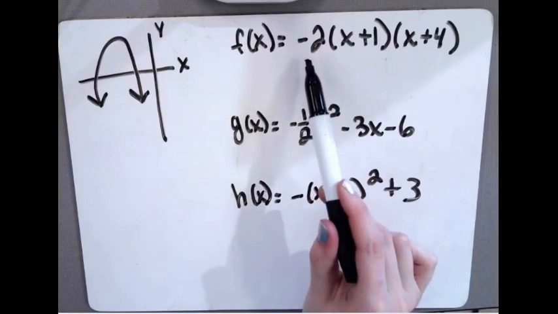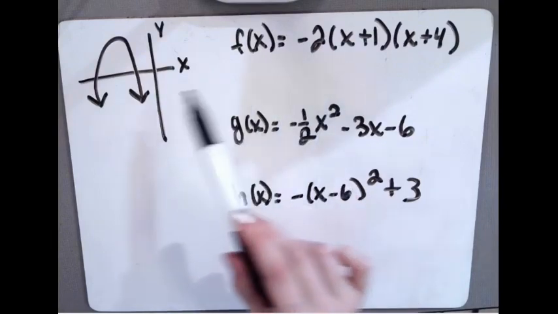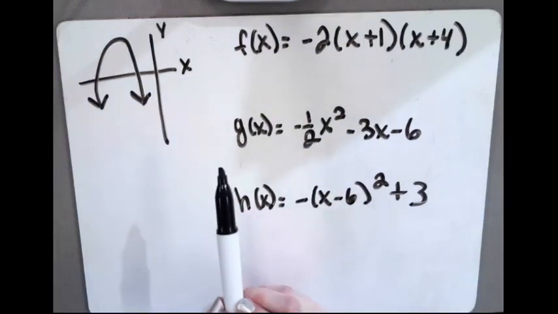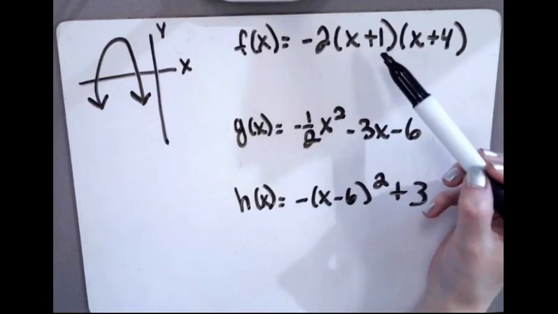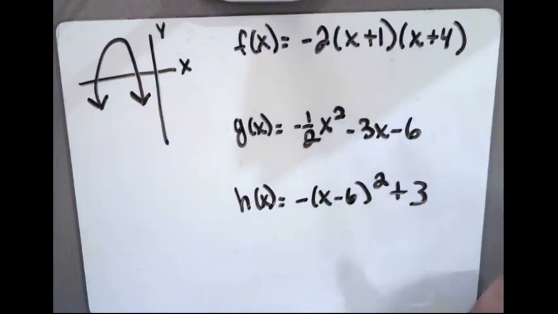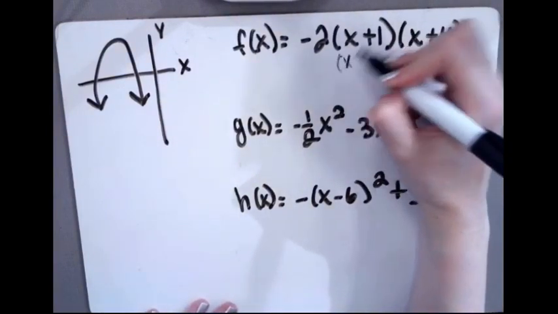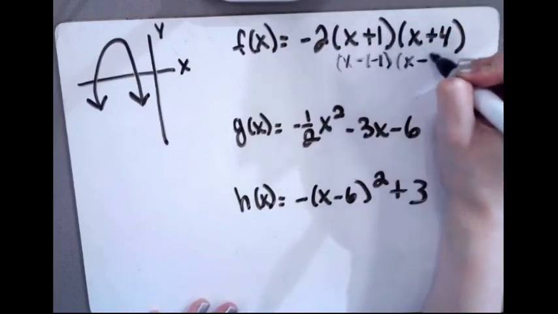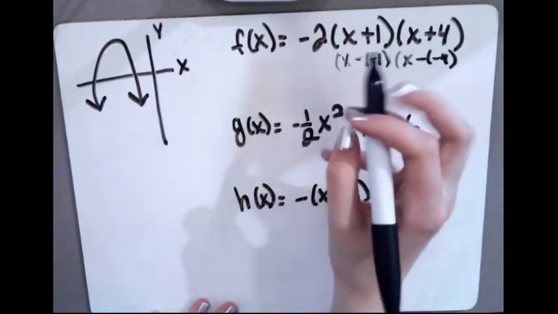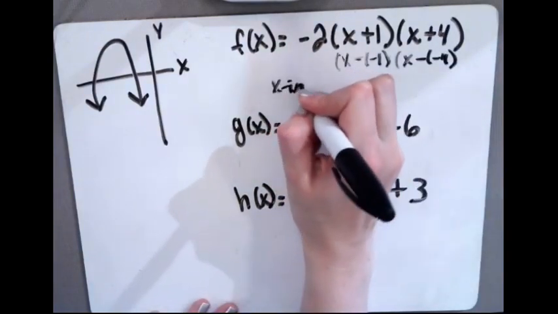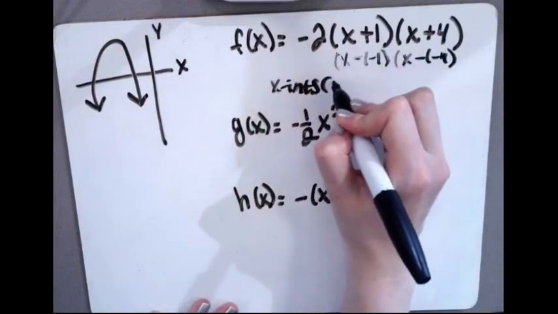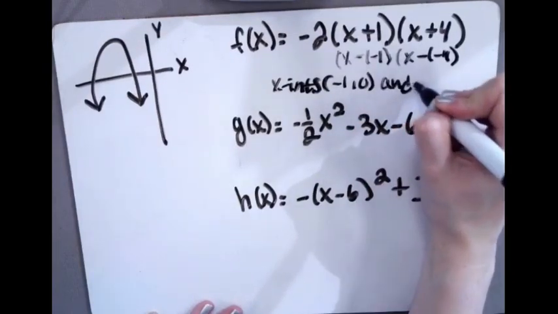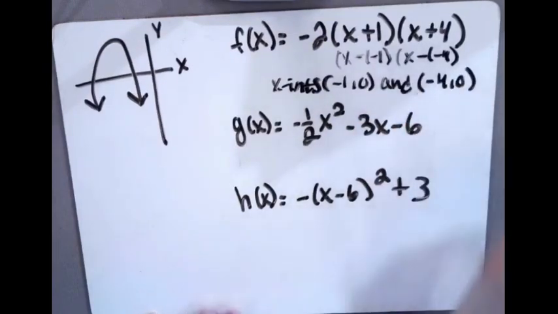First off, we can see that the a value in front is negative, so this graph will open down. So that's a good sign. In factored form, we can see the x-intercepts, and remember the x-intercepts are the numbers that are being subtracted in parentheses. So really, we can think of this as x minus negative 1 and x minus negative 4. So f of x will have x-intercepts of (negative 1, 0) and (negative 4, 0).